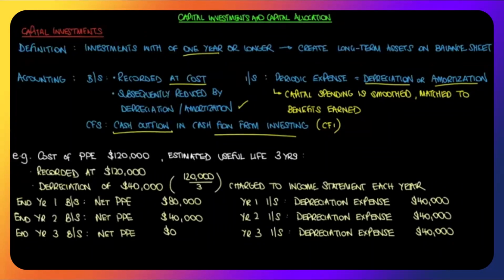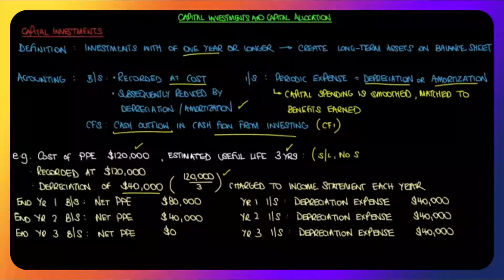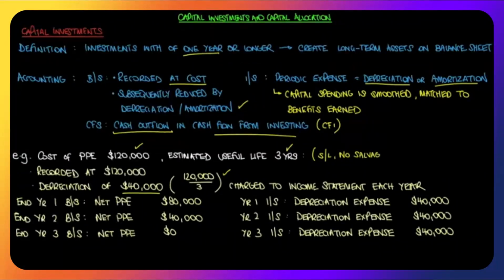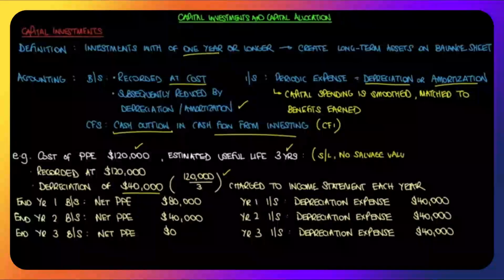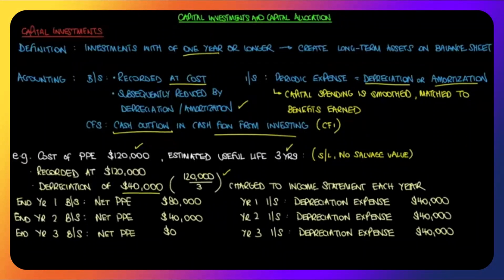We've got PPE here that cost $120,000. Estimated useful life is 3 years. Really simple calculation here. A cost of $120 over 3 years. We are charging depreciation of $40,000 a year. Those of you who are familiar with depreciation will recognize that this is straight line depreciation, and we are assuming there is no salvage value. Yes, it could get more complicated. We'll save that for FSA.